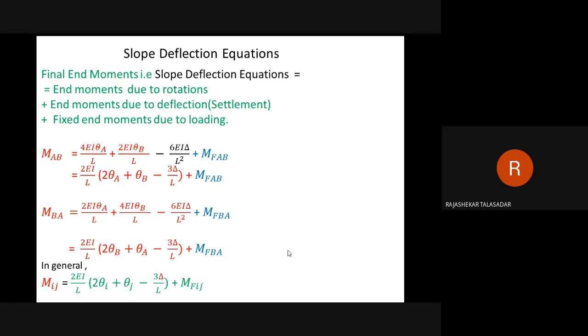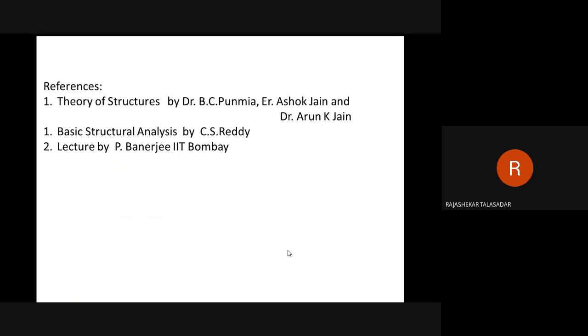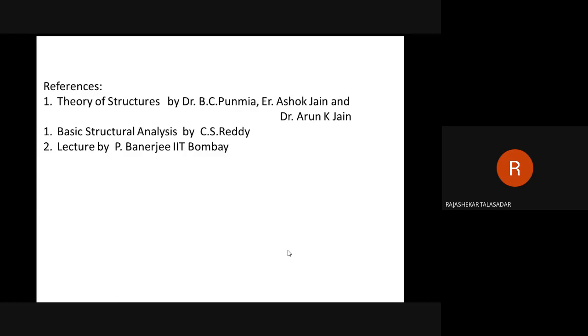Now the reference books you can take: BC Punmaya is there, then Basic Structural Analysis by Reddy is there. I referred to some IIT videos also. You can refer to that also if you want. Otherwise, this material is quite good enough for you.